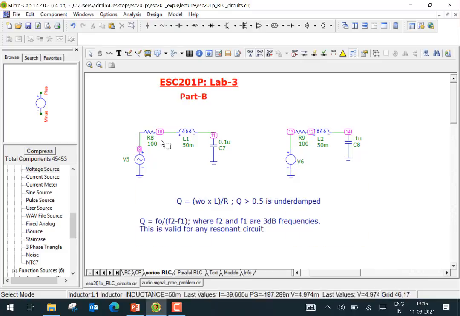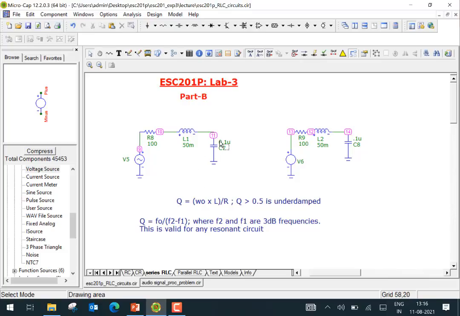Right, so you will recognize a series RLC circuit. It's a resonance circuit, and it has a Q factor here. Q factor is defined as omega naught L by R, where omega naught is the resonant frequency, the center frequency. And depending on the value of Q, we have different kinds of responses. So let's look at it.